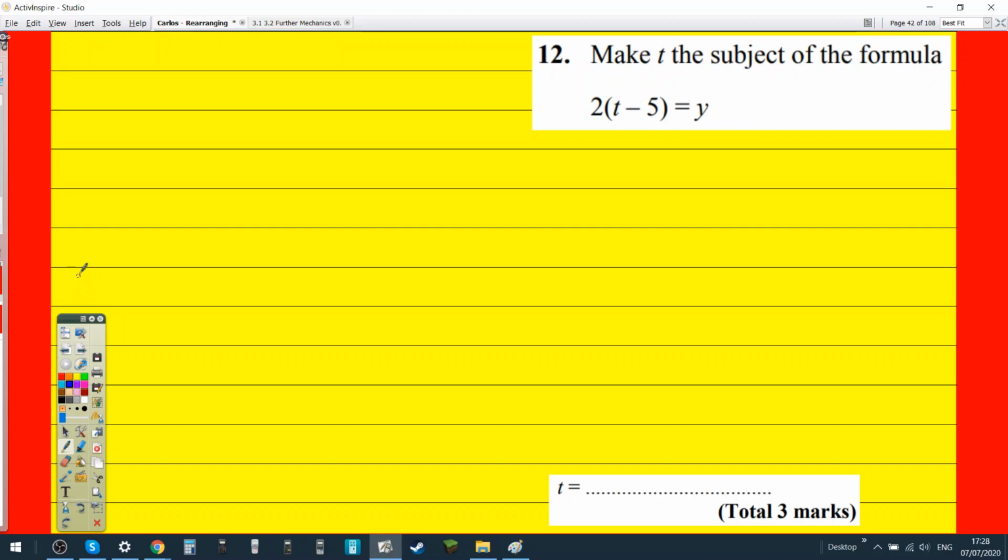Yeah. Let's try this. Make t the subject of the formula. Okay, so 2 times t is 2t, and then 2 times minus 5 is minus 10. And then it equals y. So then you add 10 to both, and y would become y plus 10. Yep. And minus 10 would become 0.